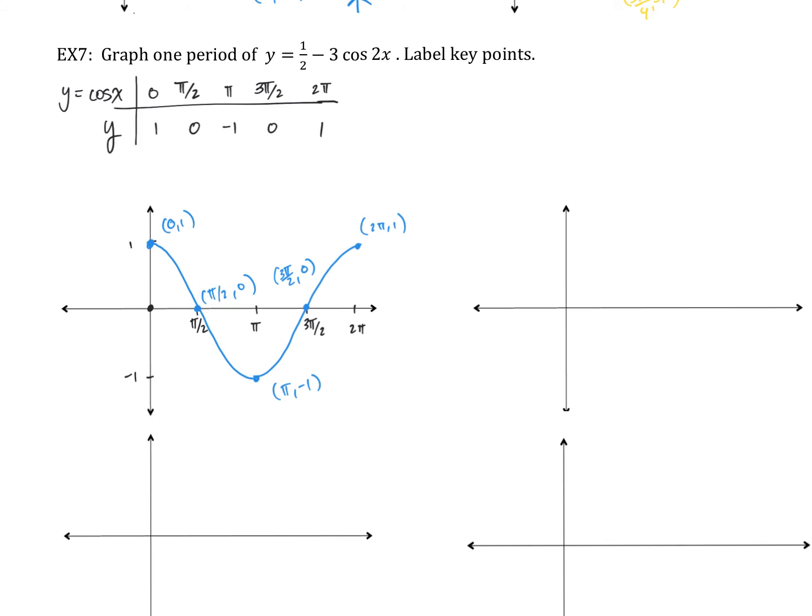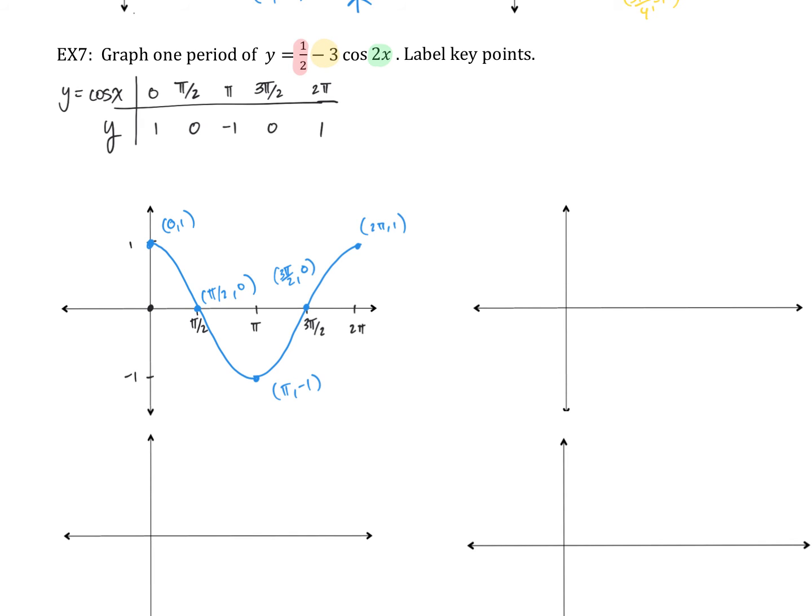Alright, let's see the next things that we have. What are the different items we see along with cosine? Well, one of the main things I see is that 2 by the x. Because there's a 2 in with the x, we're going to have a period change. What's something else I see? Another thing I see is that negative 3 outside of the cosine. And then lastly, I see that half. So it looks like we have 3 different transformations.